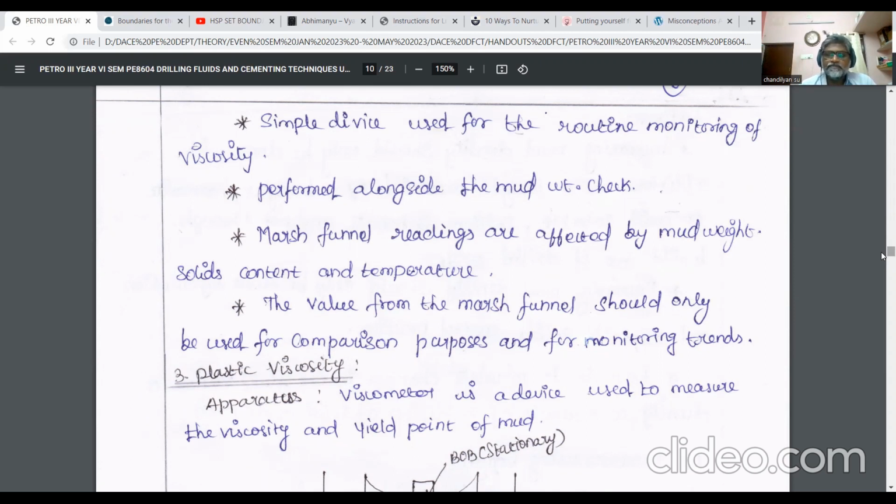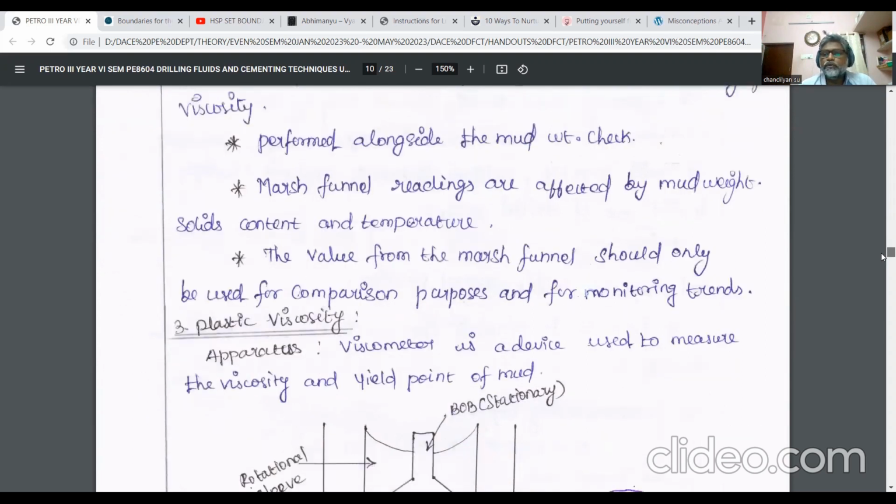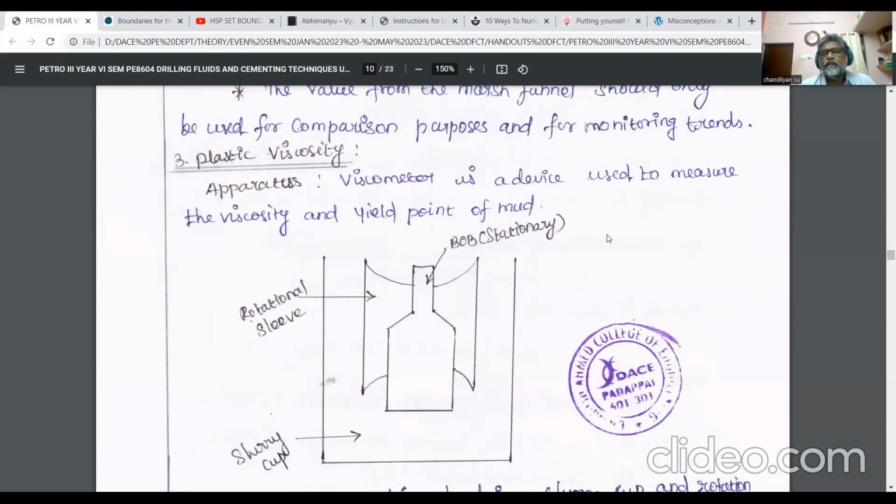This is a standard accepted practice, the Marsh funnel experiment for funnel viscosity. What is the first property? Mud weight or mud balance. What is the second property? Marsh funnel. The third one, what we are going to see, is plastic viscosity.